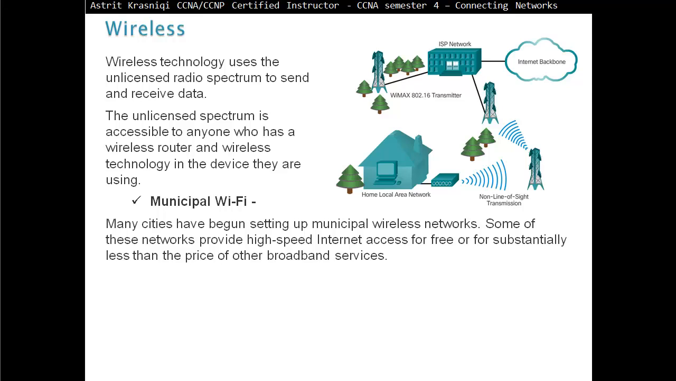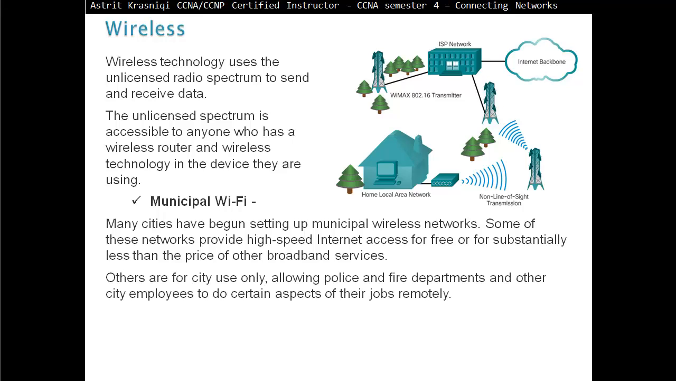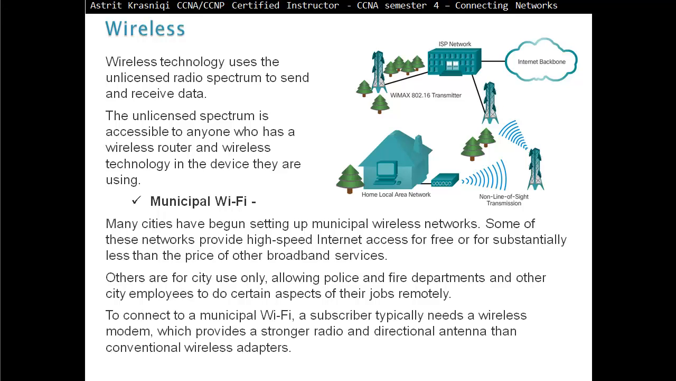Many cities have begun setting up municipal wireless networks. Some of those networks provide high-speed internet access for free or for substantially less than the price of other broadband services. Others are for city use only, allowing police and fire departments and other city employees to do certain aspects of their job remotely. To connect to municipal Wi-Fi, a subscriber typically needs a wireless modem, which provides a stronger radio and directional antenna than a conventional wireless adapter.